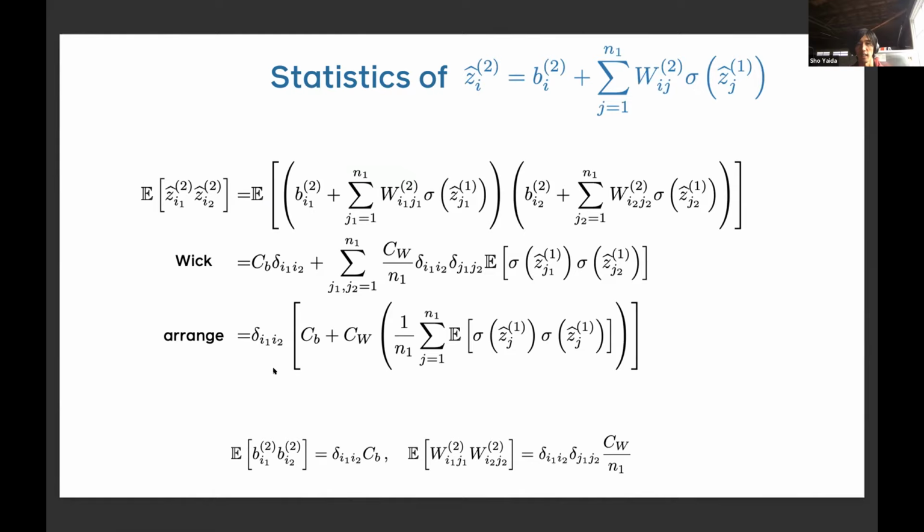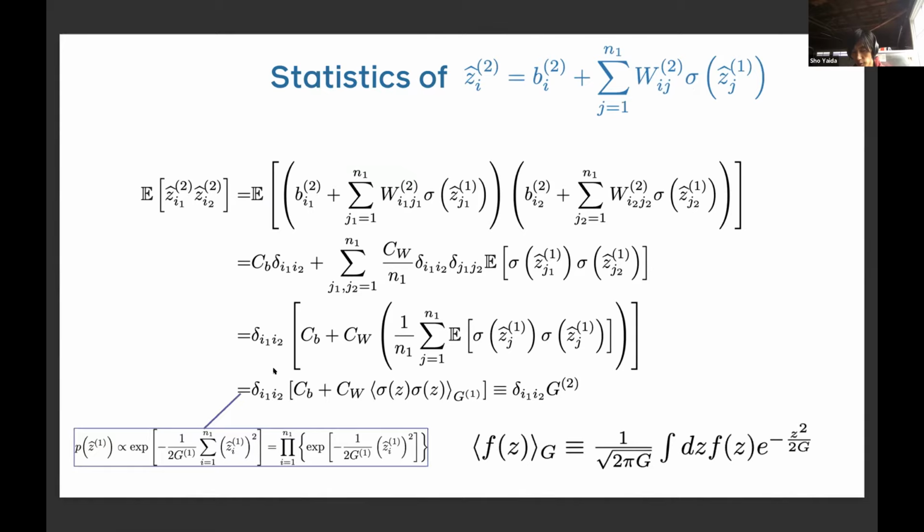The only non-trivial manipulation is that you now have to evaluate this Gaussian expectation over the first layer activation. But we've derived that the first layer activation is Gaussian distributed, independently from neuron to neuron. So each term in the sum can be evaluated independently, and you get a single variable Gaussian expectation here, where this Gaussian expectation is defined as usual: the expectation of f of z is given by a Gaussian integral. And then I define this thing in the parenthesis or square bracket to be G2, because it's the second layer, second moment.